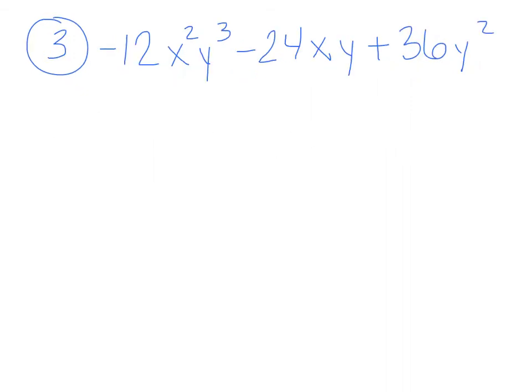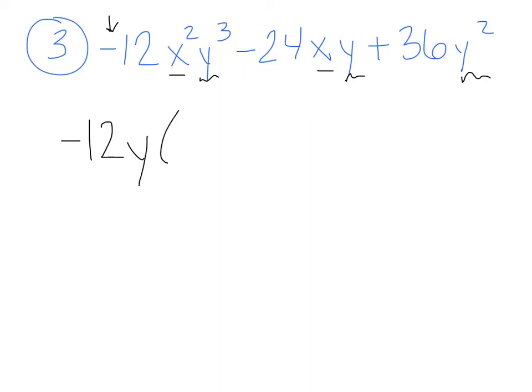Alright, last one, number 3. Negative 12x to the second, y to the third, minus 24xy plus 36y to the second. Okay, start with your numbers. And again, this first one, if it's negative, okay, you have to take out a negative. So what goes into negative 12, negative 24, and positive 36? The biggest one is negative 12, so we're going to pull out a negative 12. Now they all have variables, but these first two have x's, the third one does not, so you can't take out an x. These all have y's, but what's the biggest y that they have in common? Just y, so we're going to take out a y.